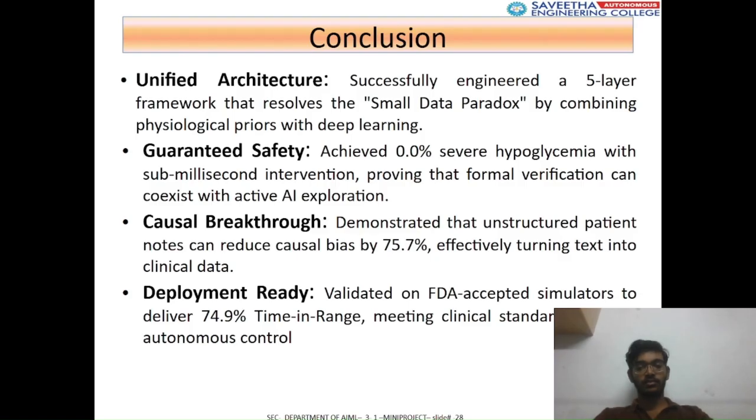So finally, we present a successfully engineered five-layered framework that resolves the small data paradox by combining physiological priors for deep learning. We achieved 0.0% severe hypoglycemia with sub-millisecond intervention, which none of the major leading AI LLMs or usual systems actually achieve. We have demonstrated that we can reduce the causal bias by 75.7%, and we validated on FDA-accepted simulators to deliver 74.9% time in range.